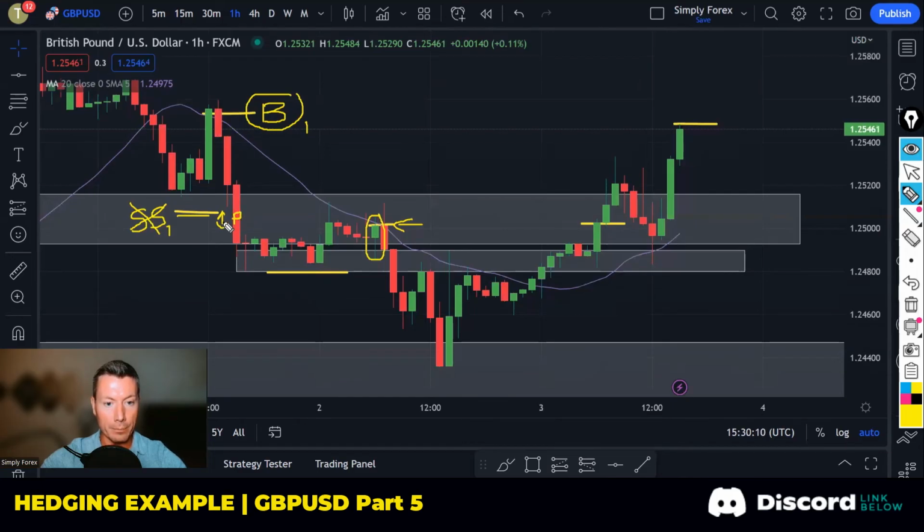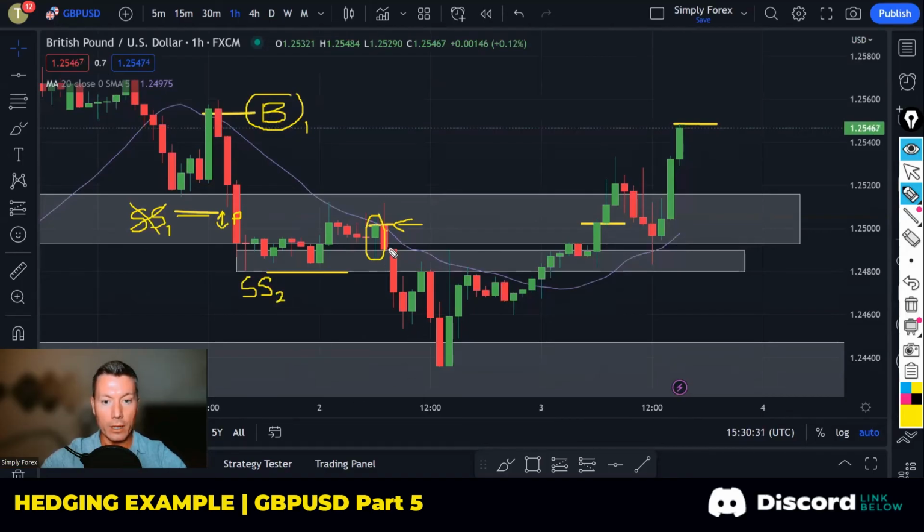I'm going to put P for profit. It's that small, I can barely draw it. Okay, but that was profit. Then the trade continued to not go in our favor. It came back down and then it triggered another sell stop here. Let's call this sell stop 2.